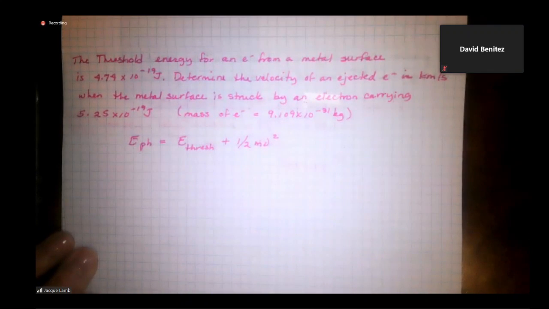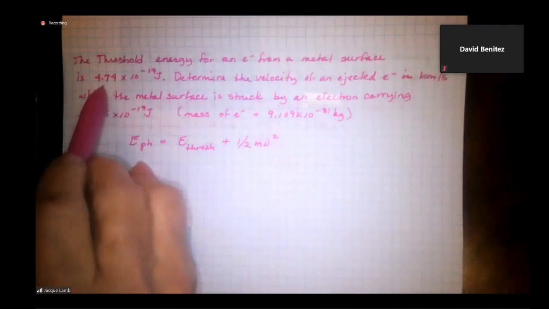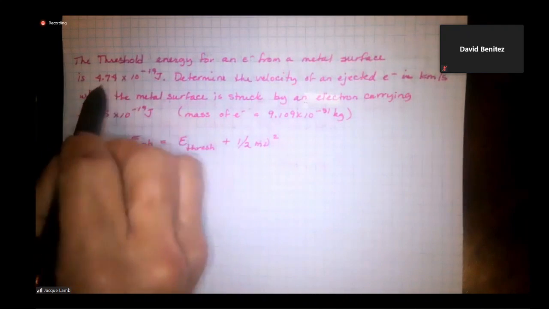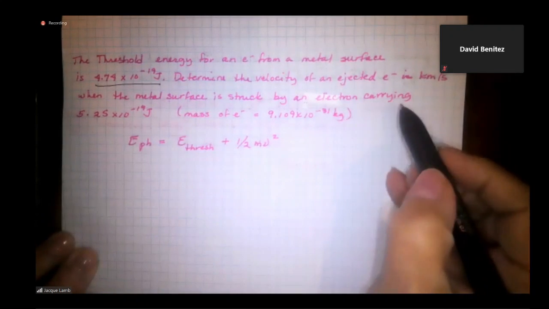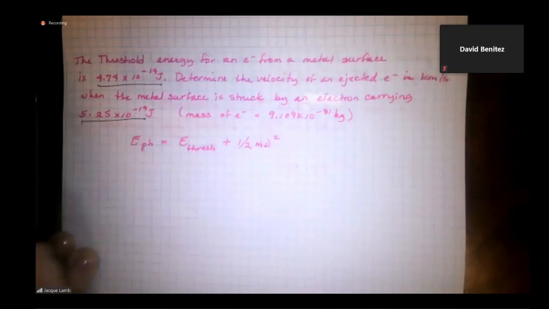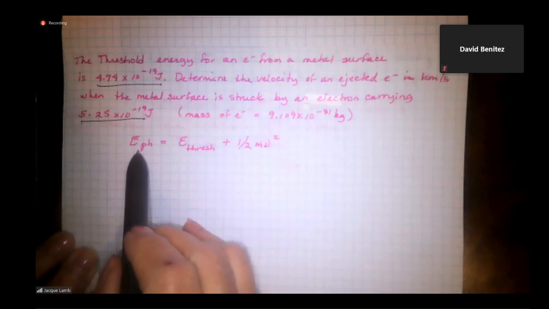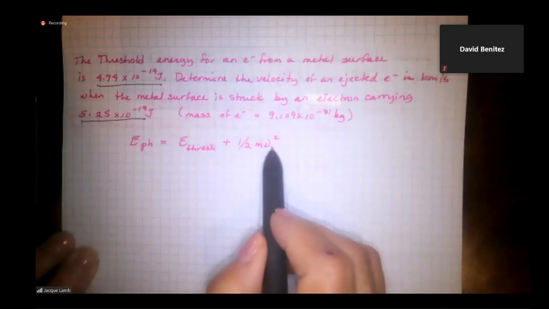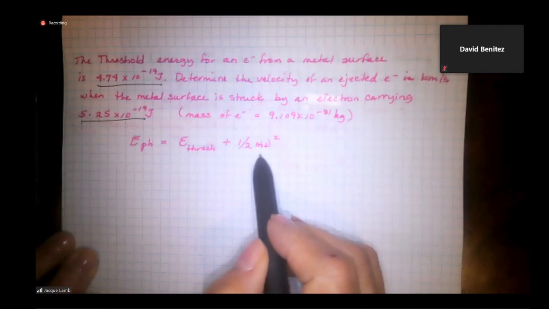And this was the one with the threshold energy for an electron from a metal surface. And you were given the threshold energy. Again, this was using a random number generator, so the numbers you had were different, but there is the threshold energy, and this is the energy that the photon was carrying. So the formula is the energy of the photon is equal to the threshold energy plus a term that represents the kinetic energy of the ejected electron.